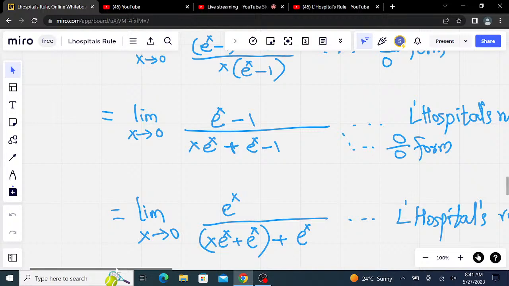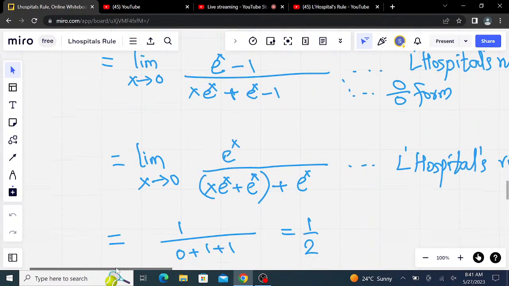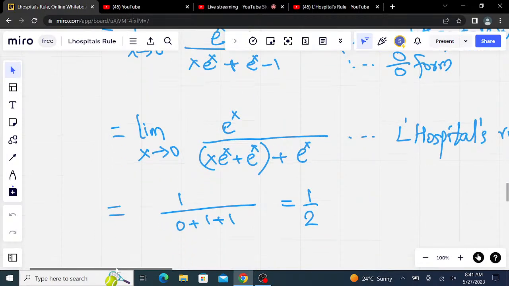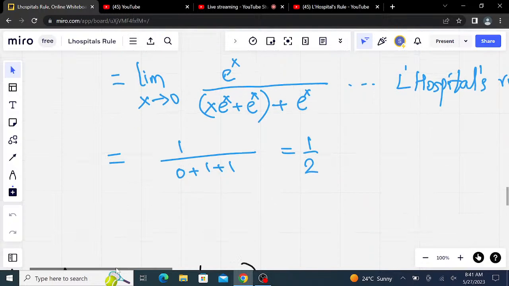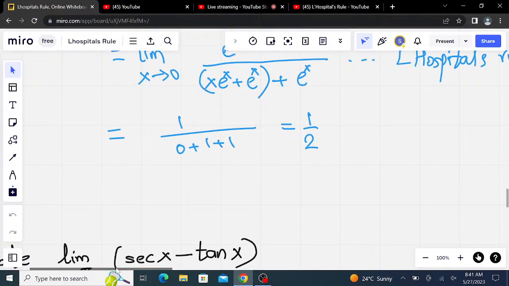Derivative of the numerator will be e raised to x only. In the denominator again I have to apply the product formula and e raised to x. And now I think we are 0 free. If I put x equal to 0, what do I get? e raised to 0 is 1. Denominator, first term 0, second term 1, third term 1. So I got the answer to be half. Thus, the limiting value is half.